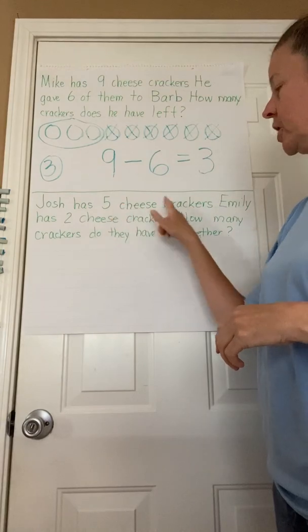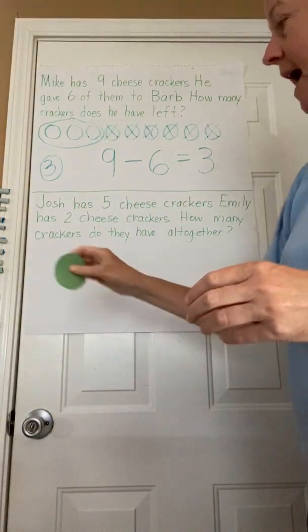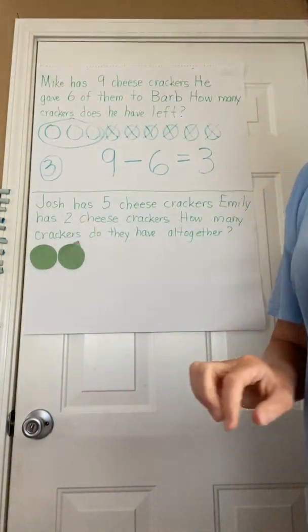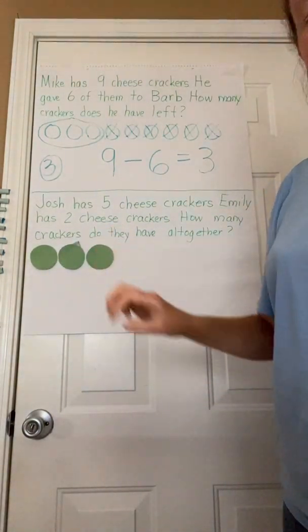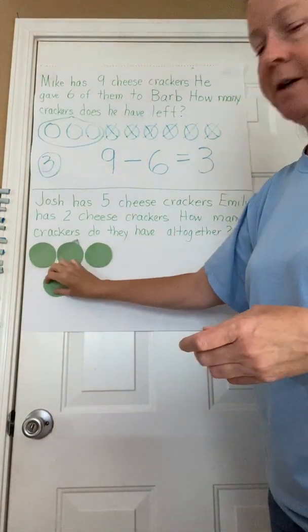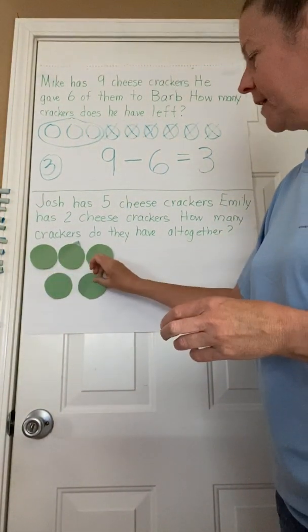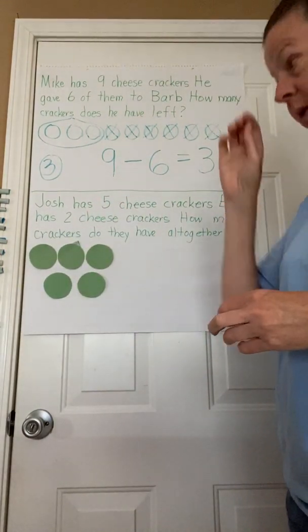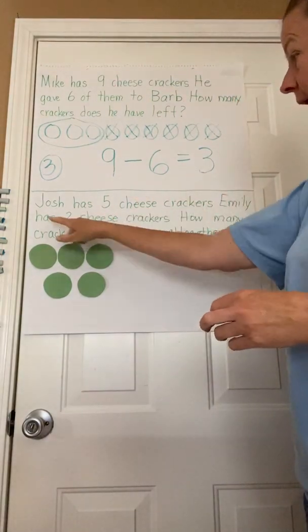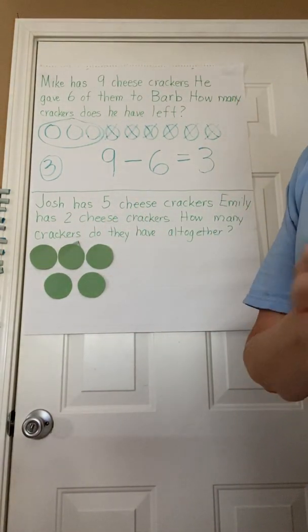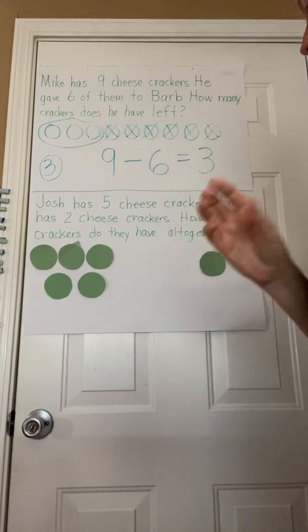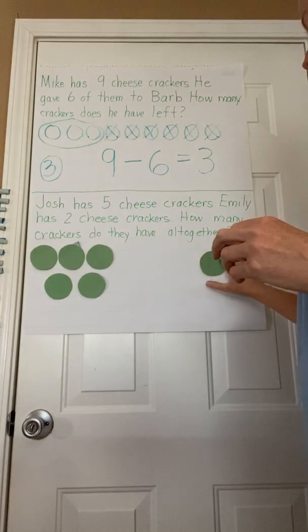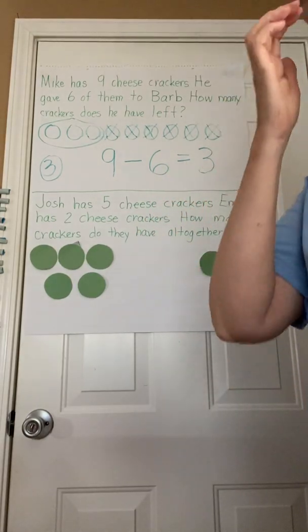So let's start with the first part of the problem. Josh has 5 cheese crackers. So I have 1, 2, 3, 4, 5. So I put Josh's crackers over here, and I'm going to put Emily's crackers over here so we don't get them confused. Emily has 2 cheese crackers. So we're going to get 1, 2 for Emily. So here's Josh's 5 and here's Emily's 2, so we don't get them all confused.